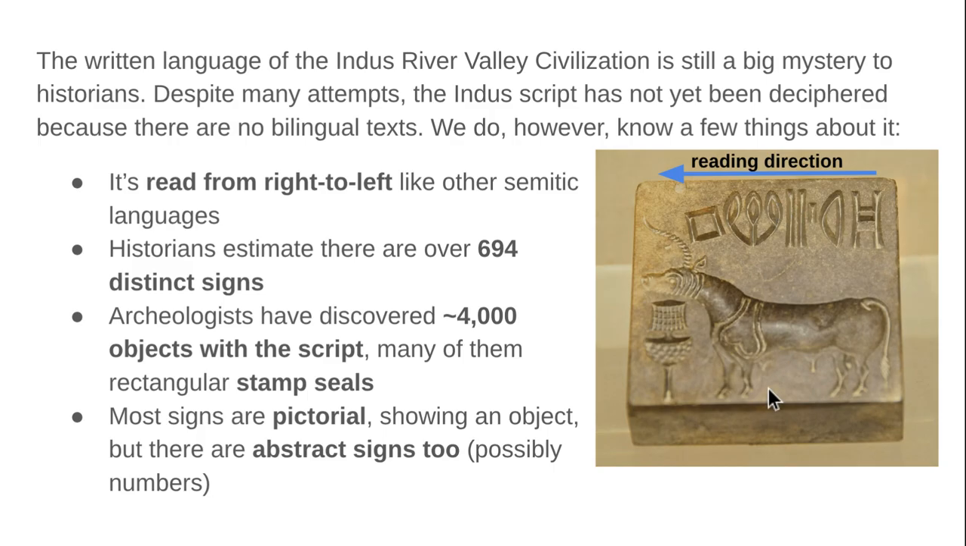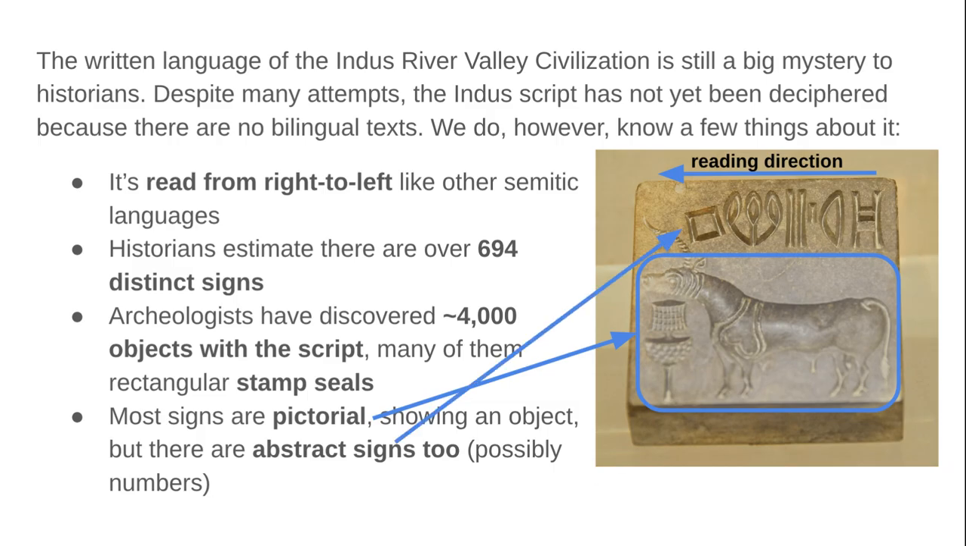Most signs are pictorial, which means showing an object, but there are also abstract signs, which are up here. There's the pictorial example, and here's the abstract signs, which could be numbers. Abstract signs are more similar to our alphabet, while pictorial are signs that look like what they represent.